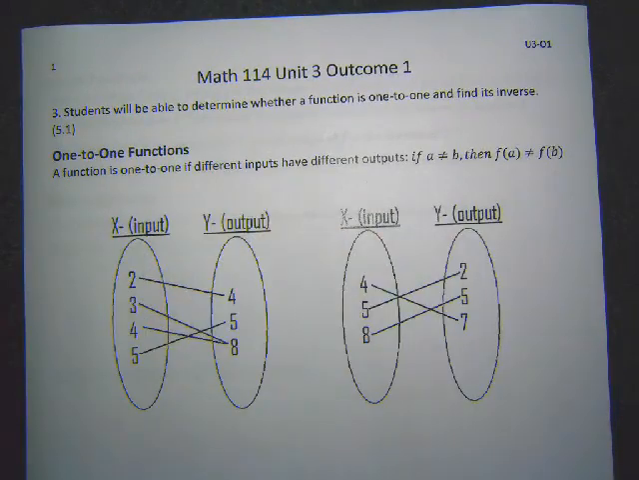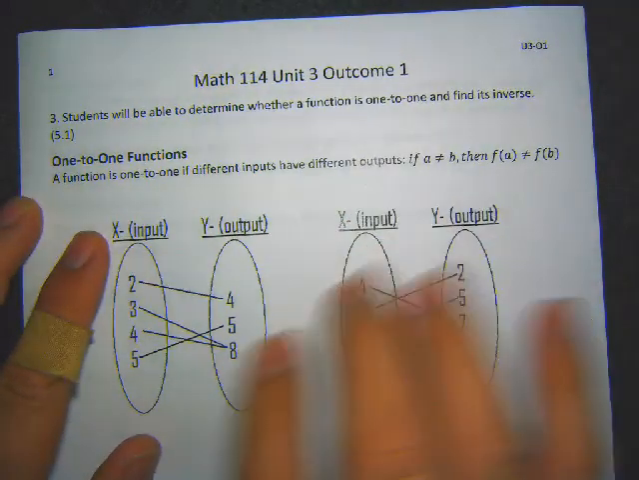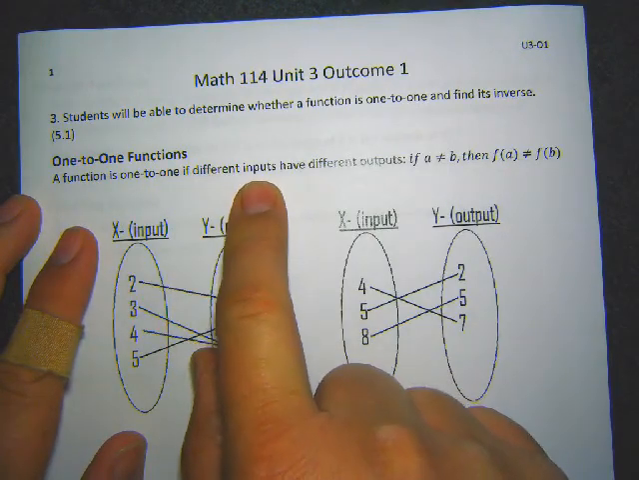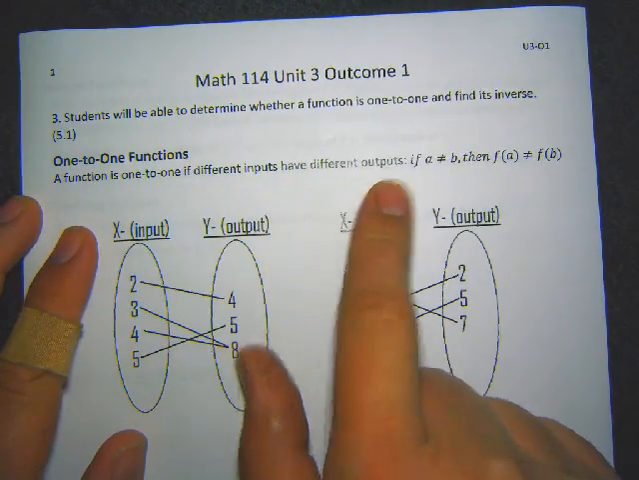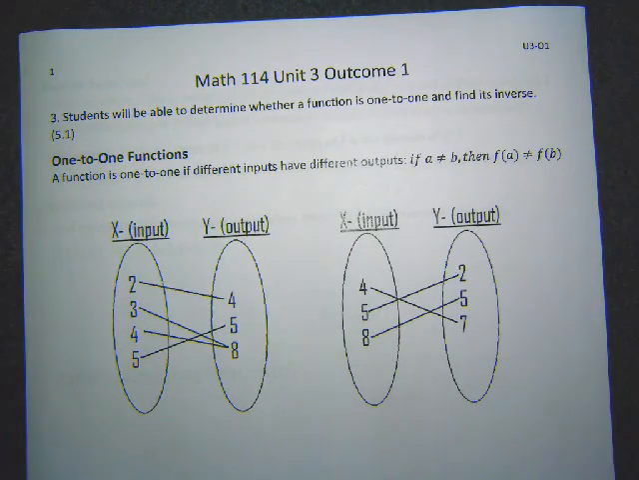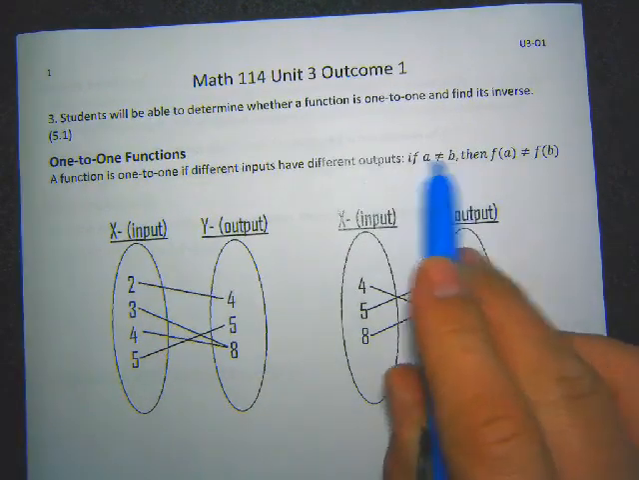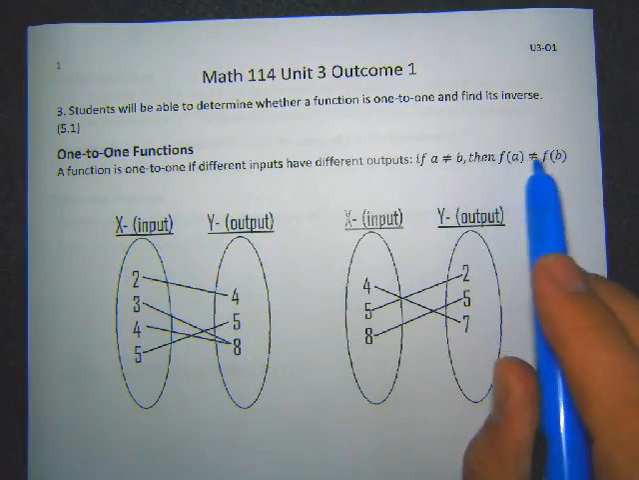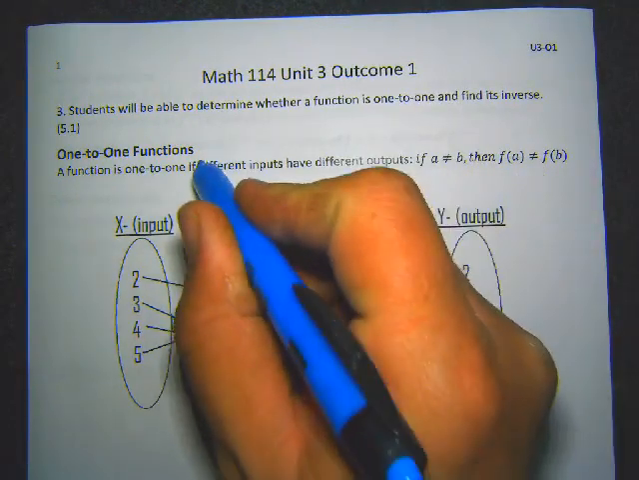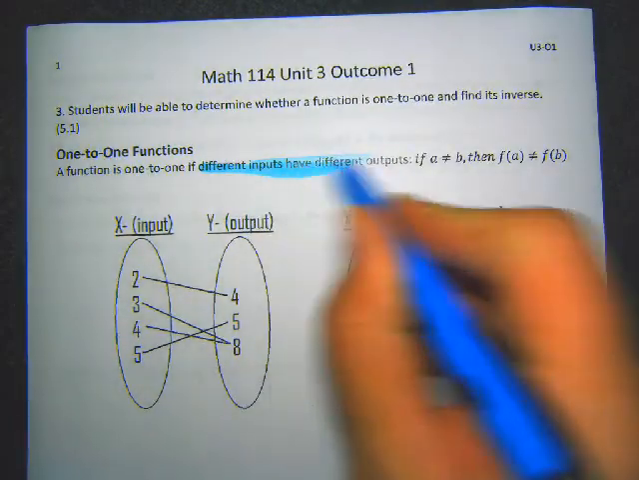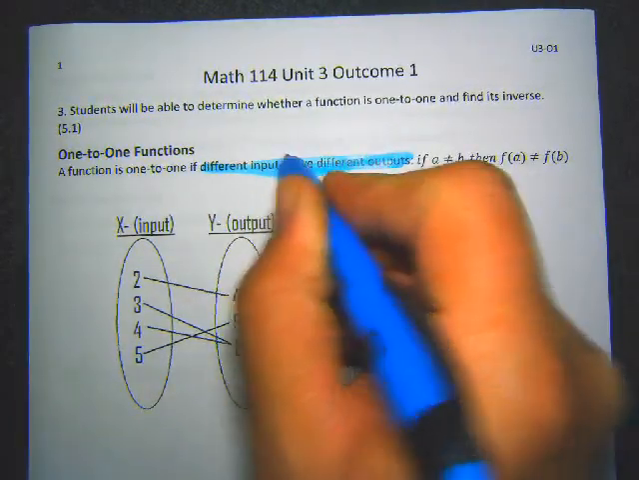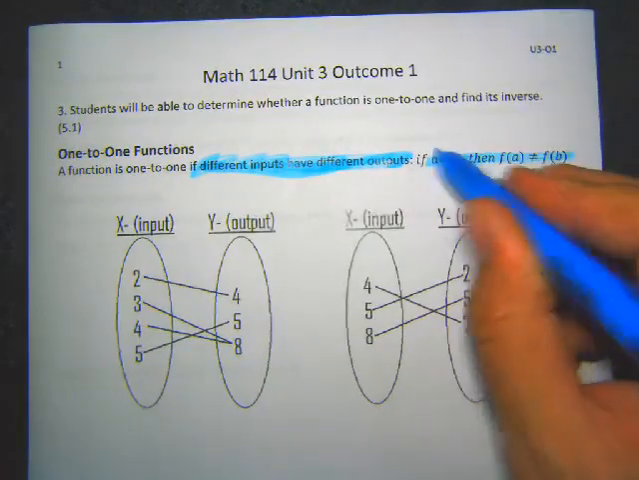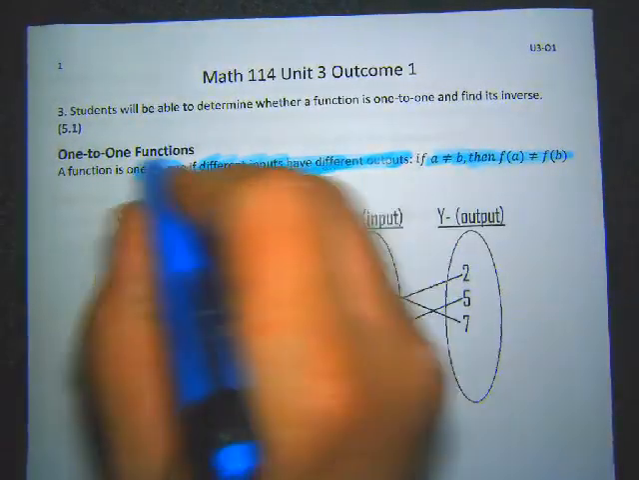Here's your rule definition for a one-to-one function. A function is one-to-one if different inputs have different outputs. The math way of saying this is that if two numbers are not equal, then the function values you get for those two numbers can't match. So different inputs have to have different outputs. You can't get the same result from plugging two different numbers in. That's the important thing that makes a function one-to-one, not just a function.